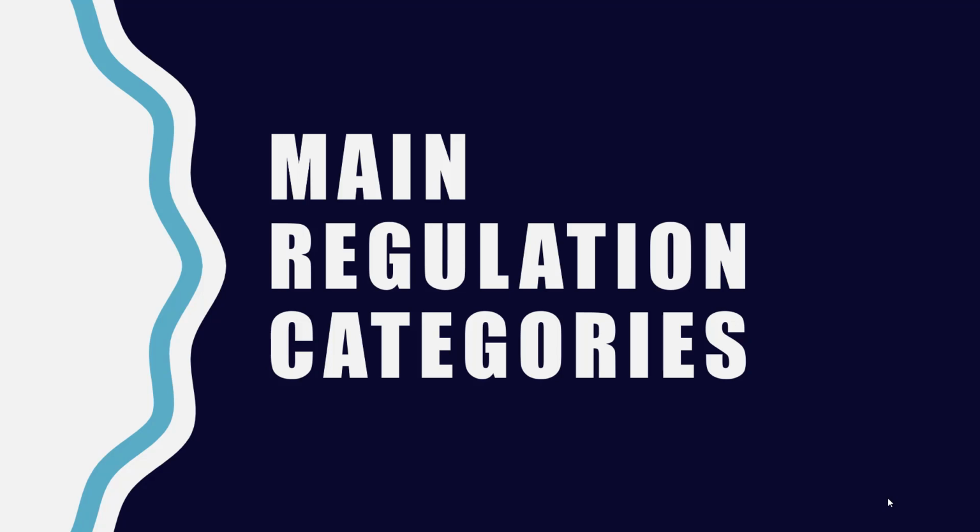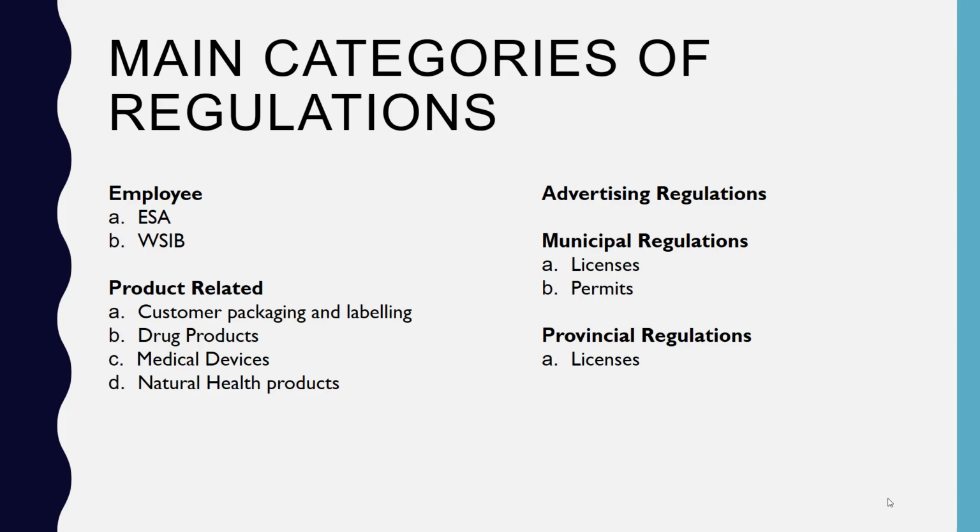The main regulation categories. Now let's jump into some of the details of these regulations. The main categories of regulations are employee, product-related, advertising regulations, municipal regulations, and provincial regulations. We're going to cover each of these main areas. Business structures and intellectual property, also known as IP, are reviewed in depth in Module 3 and 9, so they are not covered in this module.